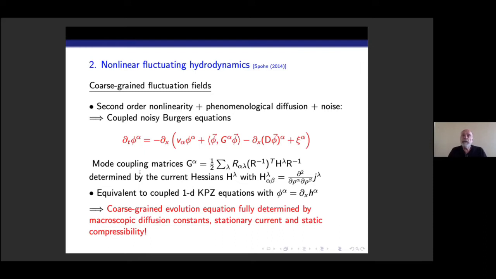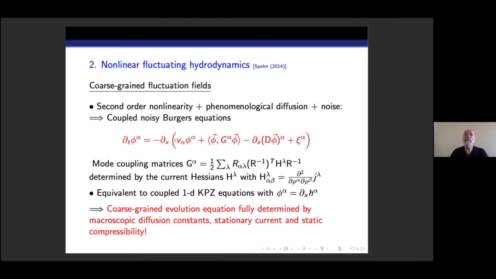Now, you also know that there's diffusion, so you add phenomenological diffusion, and since you have a lattice gas, there will also be noise. So what you end up with, if you go through this procedure, is a set of coupled noisy Burgers equations. Here you have the time derivative of your fluctuation field, and this is the derivative of the current. And the current has these contributions.